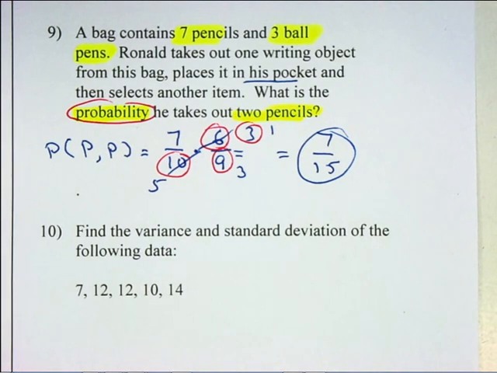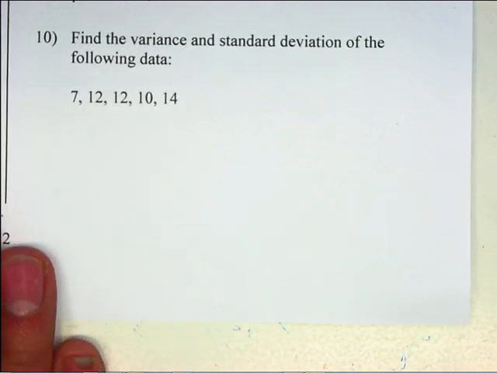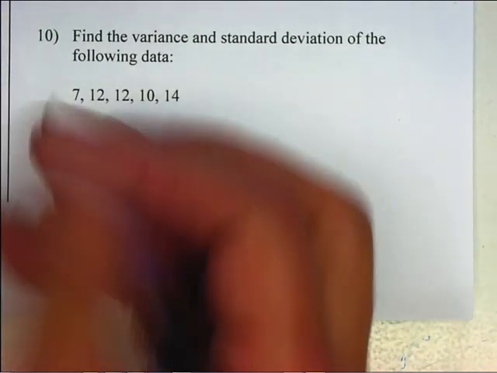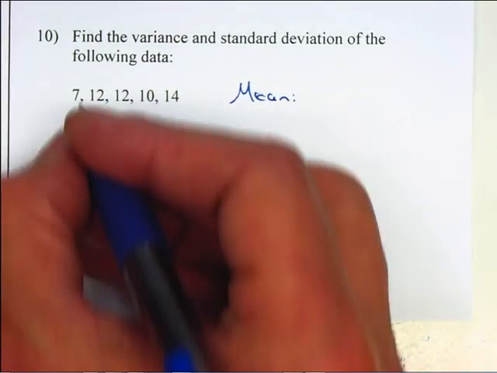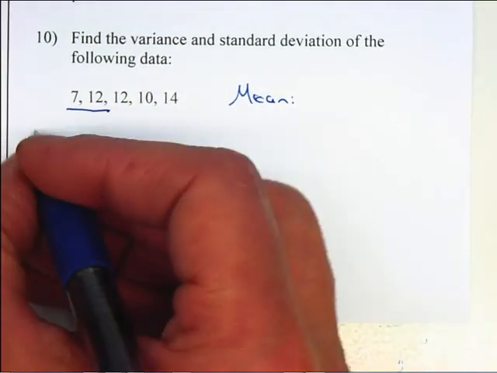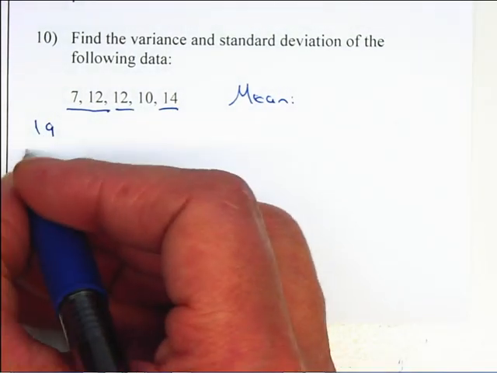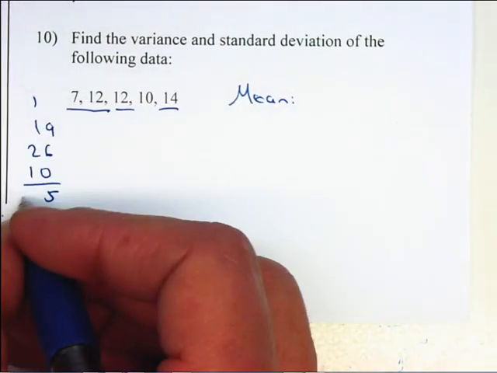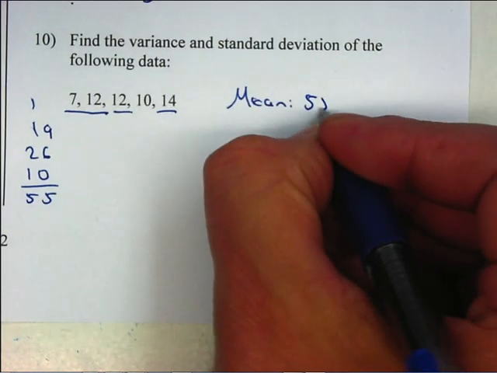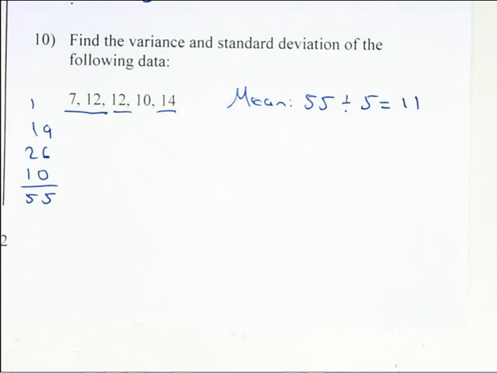In the last review question, it says, find the variance and standard deviation. So first, I need to find my mean. Remember, you cannot use a calculator, so you need to show me all of the work, even if you do it on a separate piece of paper. That gives me 19. That gives me 26, and then 10. 15, carry 1. That gives me 55. So 55 divided by 5, which is 11. That is my average. That's my mean.